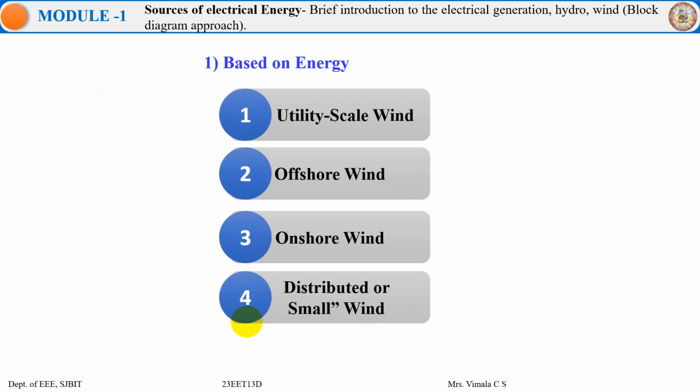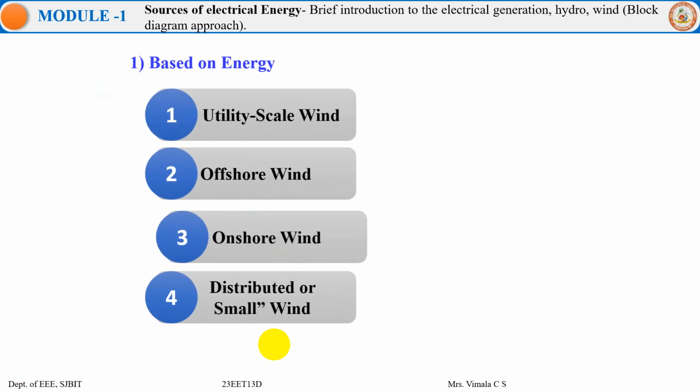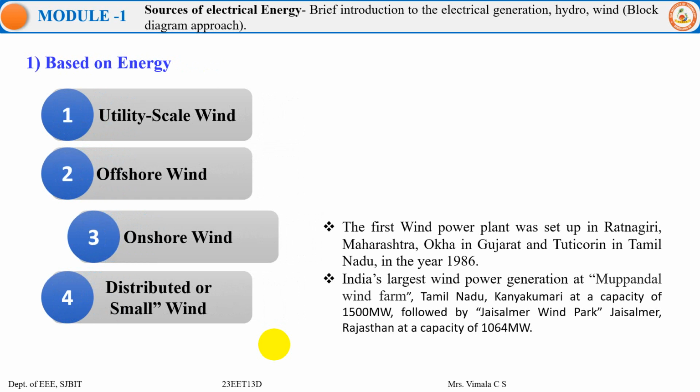We have utility scale wind, offshore wind, onshore wind, distributed or small wind. So these are the energies of wind we have, and using this energy, the first wind power plant was set up in Ratnagiri, Maharashtra. That was the onshore wind. Then in Okha in Gujarat and Tuticorin in Tamil Nadu in the year 1986. India's largest wind power generation is at Muppandal Wind Farm, Kanyakumari, Tamil Nadu, at a capacity of 1500 megawatt, followed by Jaisalmer Wind Park, Rajasthan, at a capacity of 1064 megawatt.